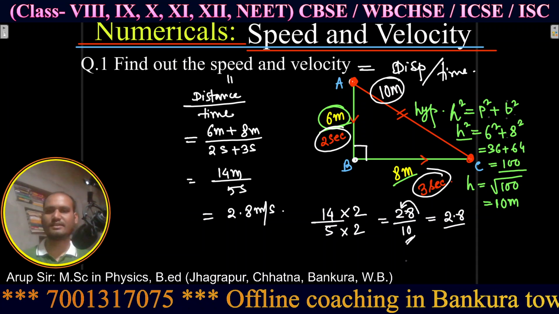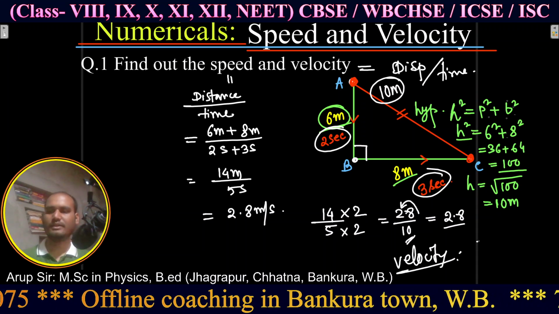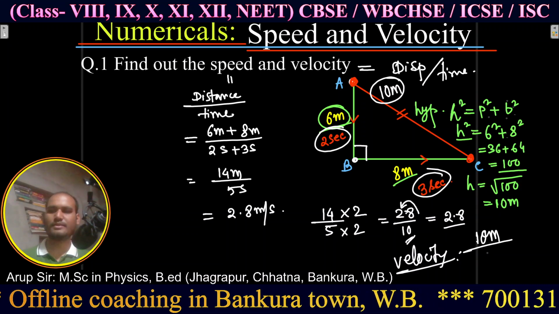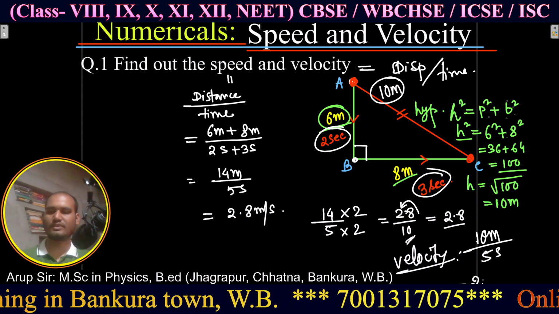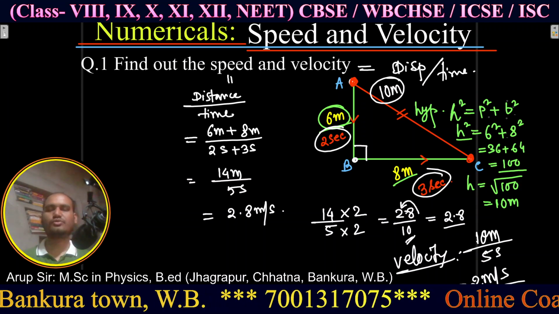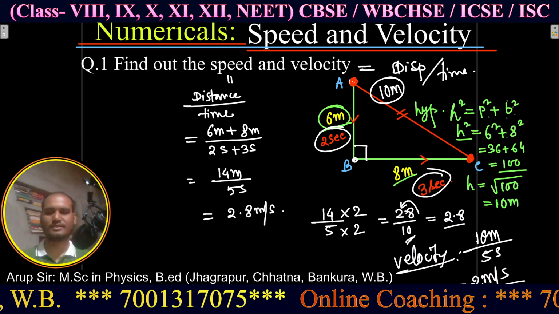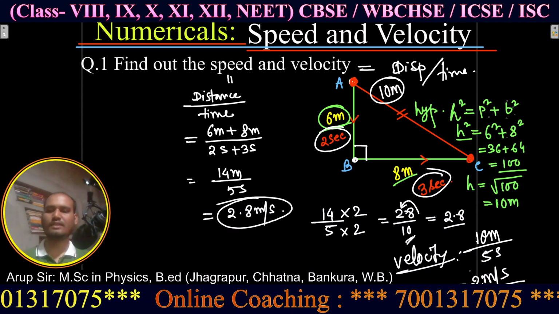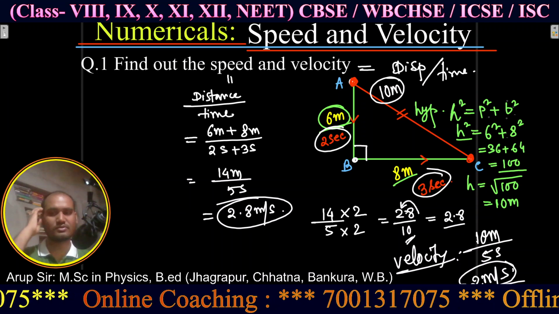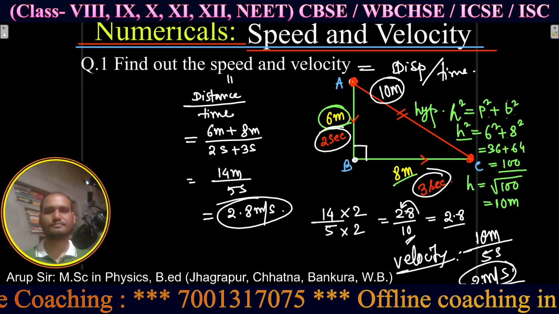So what is velocity basically? Velocity will be 10 meter, which is the displacement, divided by the time, 5 seconds, so you are getting 2 meter per second. So 2 meter per second is the value of velocity. Okay. So here speed is 2.8 meter per second and velocity is just 2 meter per second. This is how you can easily calculate these things. Next.